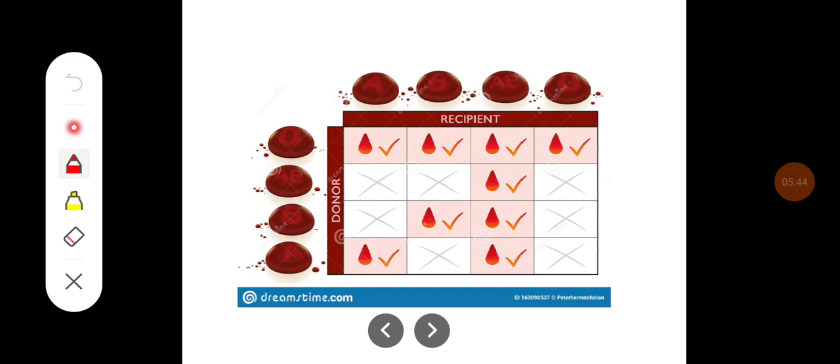So normally during blood transfusion, the O blood group can receive blood from all other blood groups, like A, B, AB or O. Whereas AB blood group is called the universal recipient, that it can receive blood from O, AB, B or A. That is why blood group O is called the universal donor and AB is called the universal recipient.